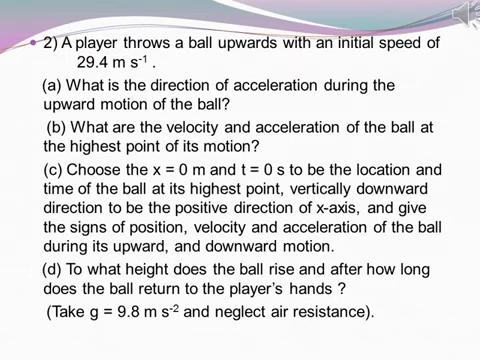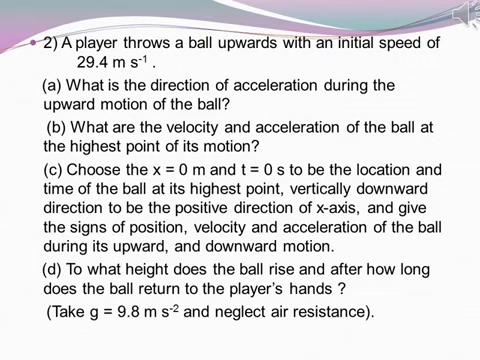And the second question is, a player throws a ball upwards with an initial speed of 29.4 meter per second. A. What is the direction of acceleration during the upward motion of the ball? B. What are the velocity and acceleration of the ball at the highest point of its motion? C. Choose x is equal to 0 meter and t is equal to 0 second to be the location and time of the ball at its highest point.